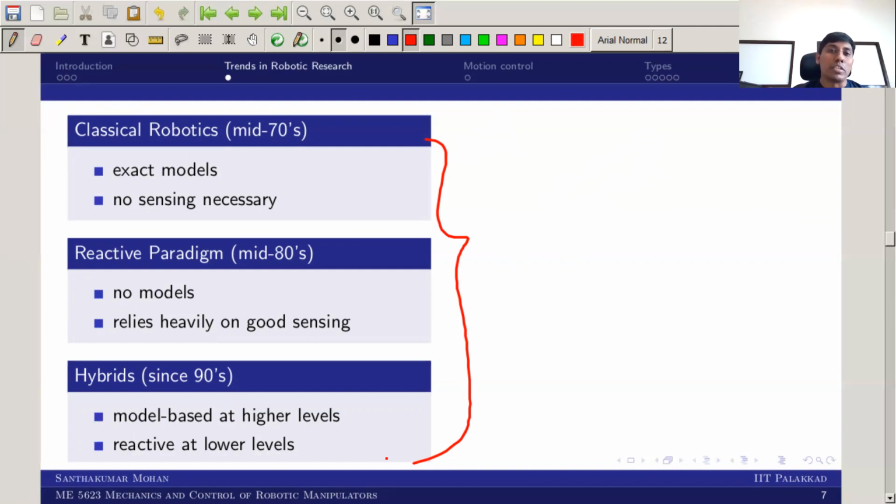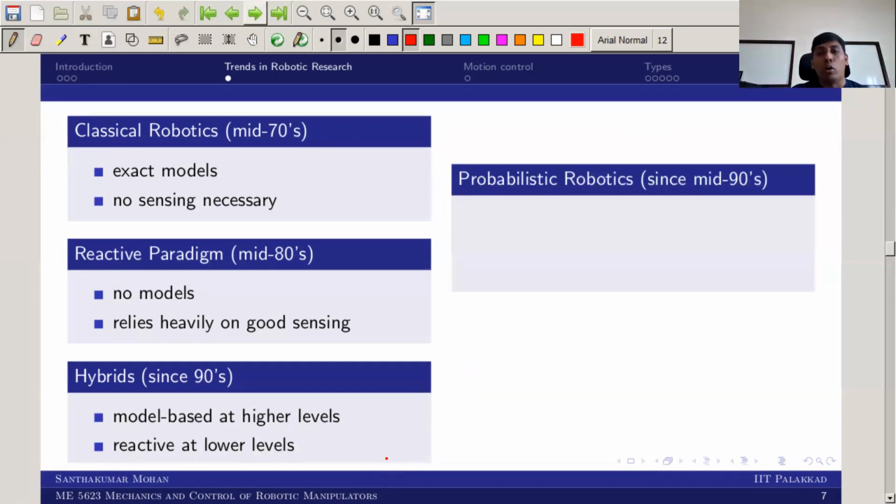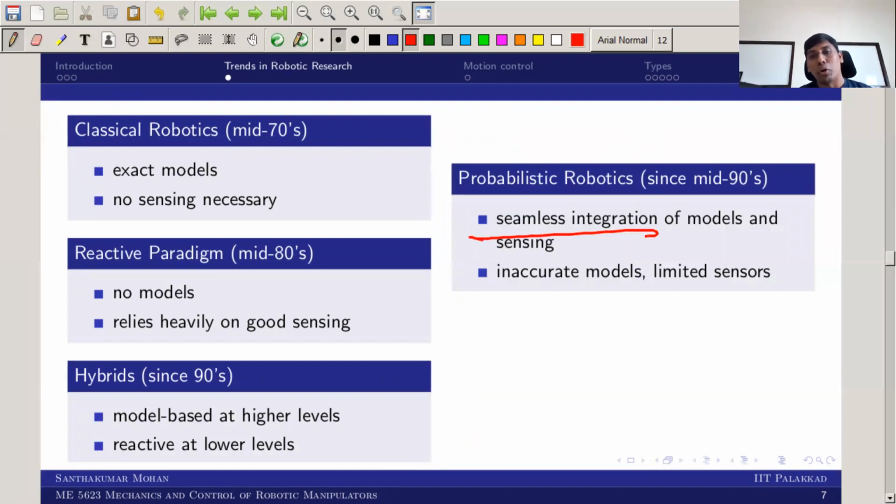Then people thought about something like probability theory, where we can seamlessly integrate both an inaccurate model and limited sensing capability. So then they brought in probabilistic robotics, where the computer is one of the important aspects, since by the mid-90s computers had become very well established. Then people could seamlessly integrate both model and sensing, and in that sense we can use an inaccurate model and limited sensing and get it done.